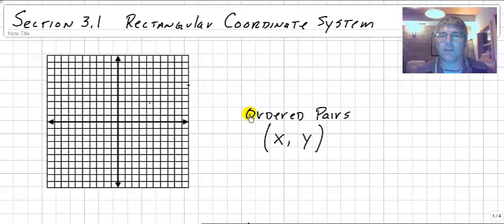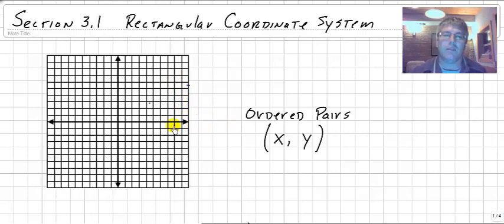If you've ever played Battleship, or if you've ever found a city or a town on a map, or used a map to locate something even in the mall, you've used the rectangular coordinate system in some way, shape, or form. Okay, so here is the kind of rectangular coordinate system, or the Cartesian plane, that we'll be using in math class.